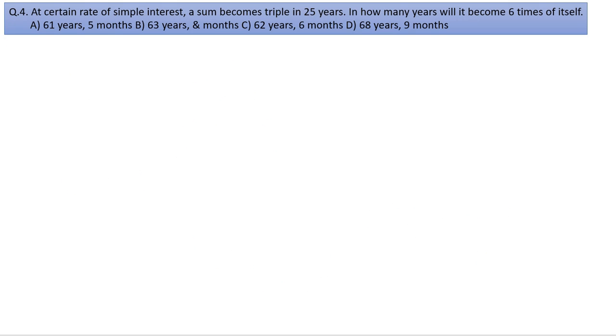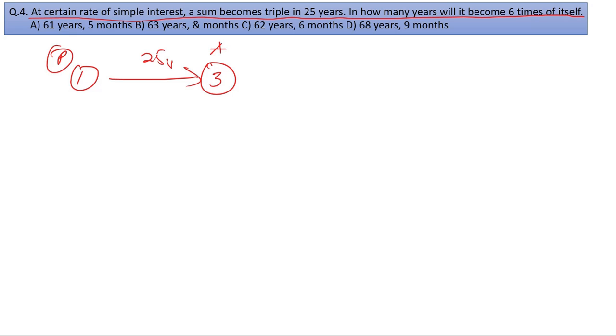In the next question we have, at a certain rate of simple interest, a sum becomes triple in 25 years. In how many years will it become 6 times of itself? So principal is unknown. I will consider rupees 1 as principal. And after 25 years we have rupees 3 because it is triple.